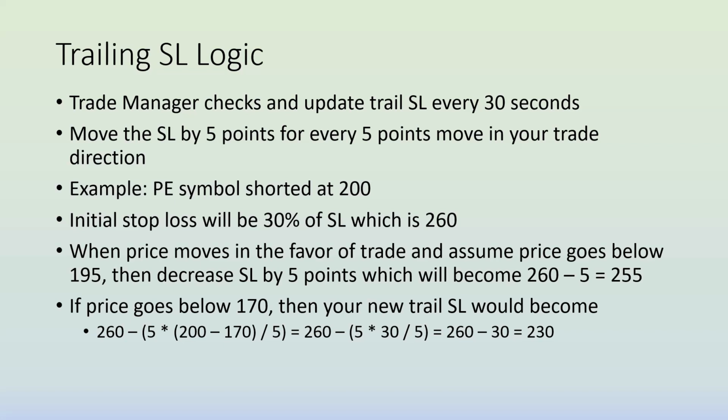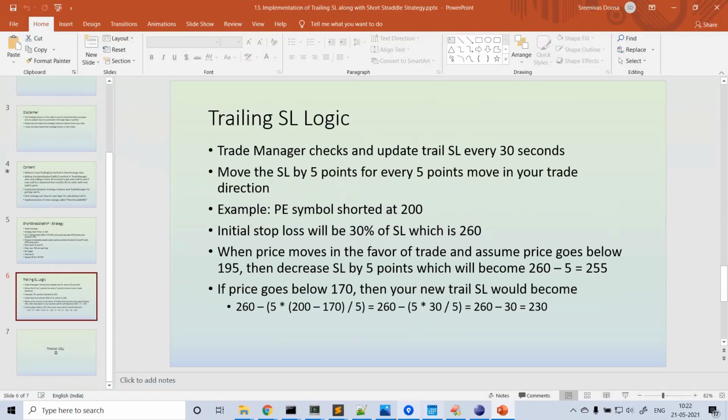When the price reaches less than or equal to 190, it has moved another 5 points, right? Now move your SL by another 5 points. So what was your previous SL? 255. Now move the previous SL to 250. At present you are at 190. Similarly, when the price goes below 170, your trail SL will be like this. You can just calculate, it's simple math. So trail SL will become 230, right? So we'll see how I implemented that in the code.